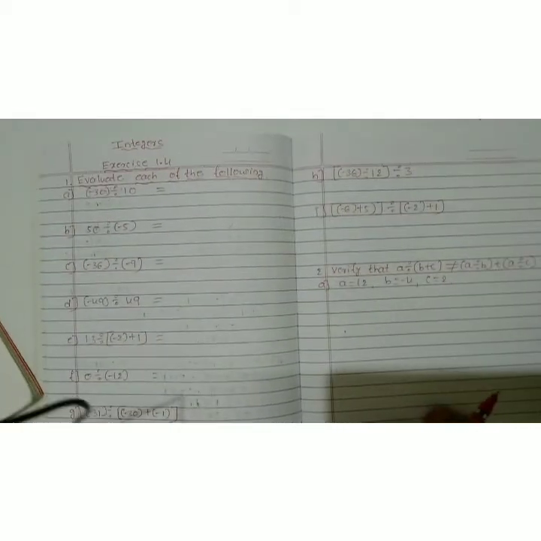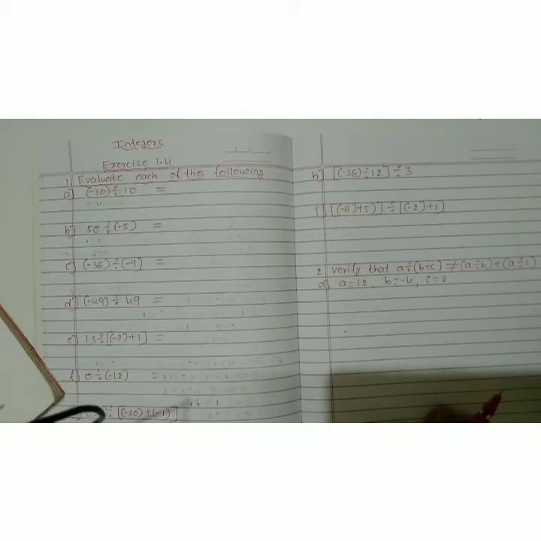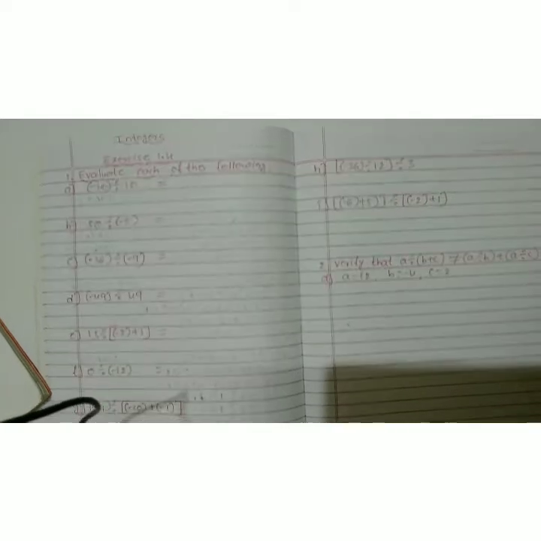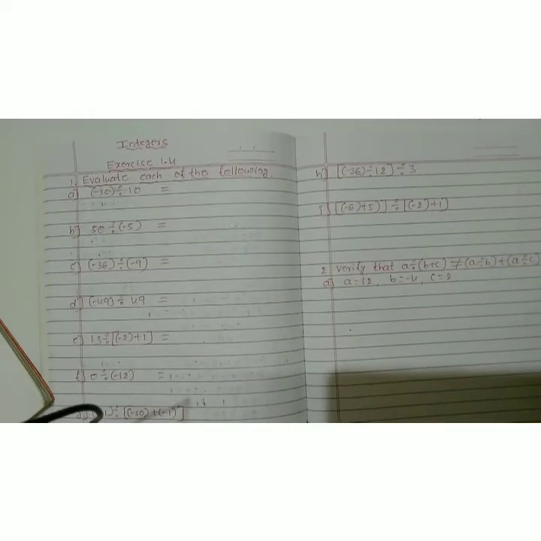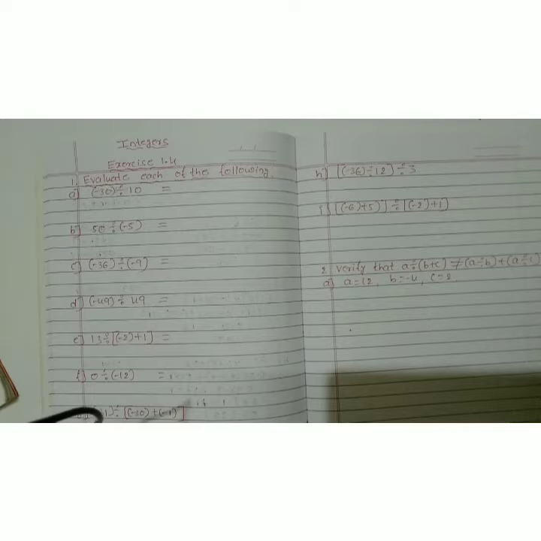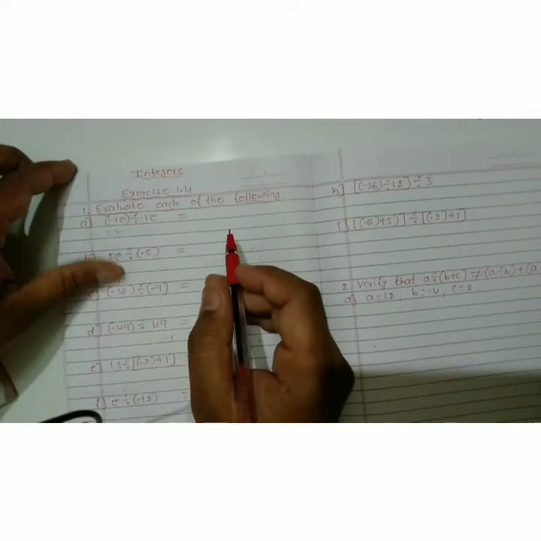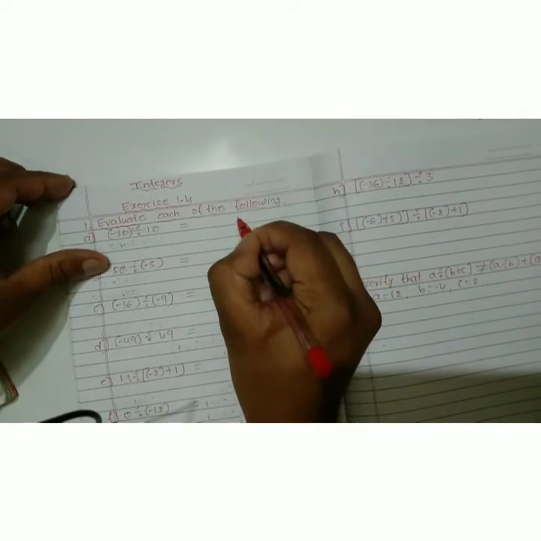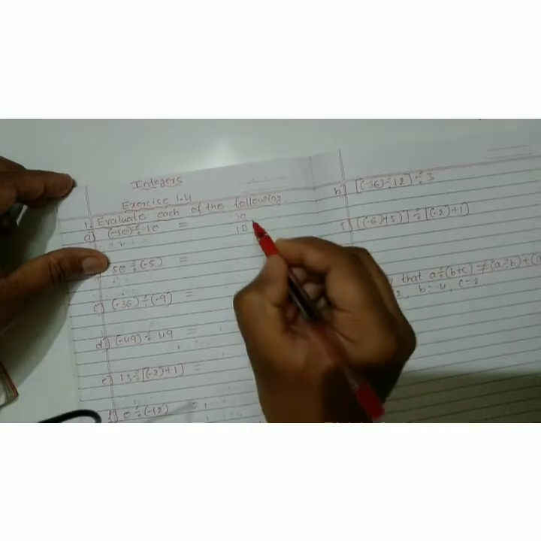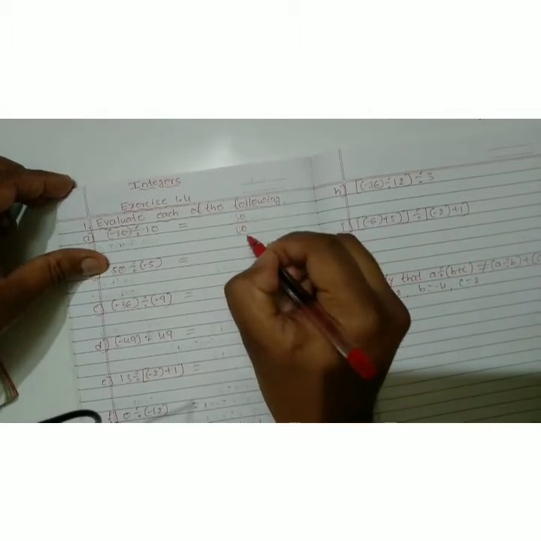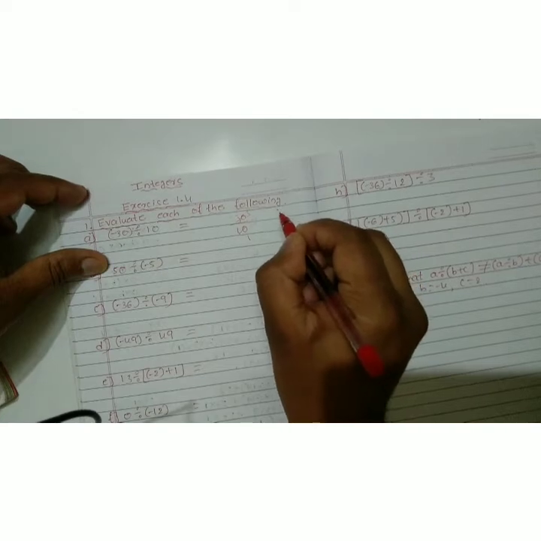Now see, minus 30 divided by 10, or negative 30 divided by 10. So how can we do it? You can do it easily with a basic mathematical rule. You just have to divide 30 by 10. Minus 30 divided by 10: 10 ones are 10, 10 threes are 30, so the answer is 3.